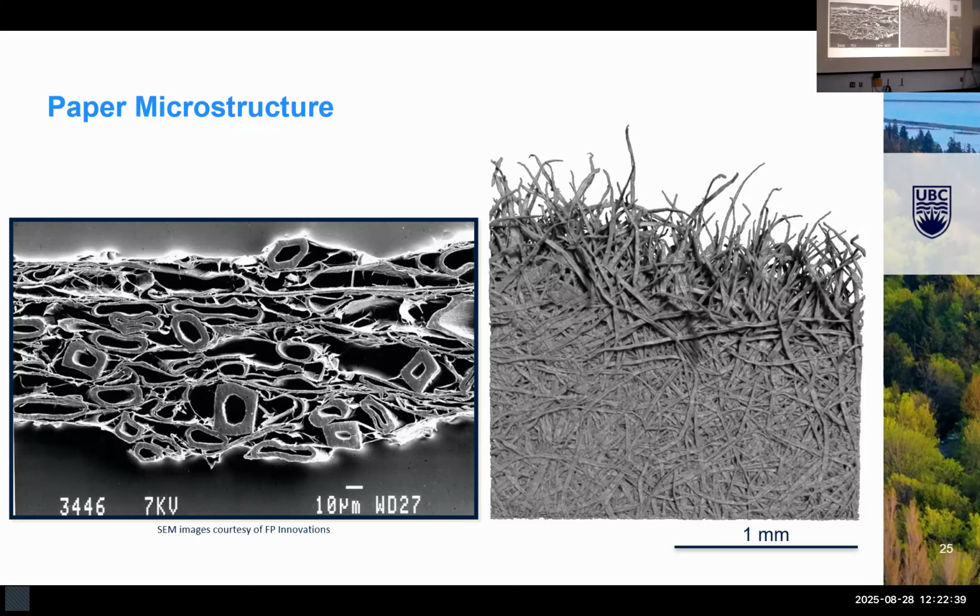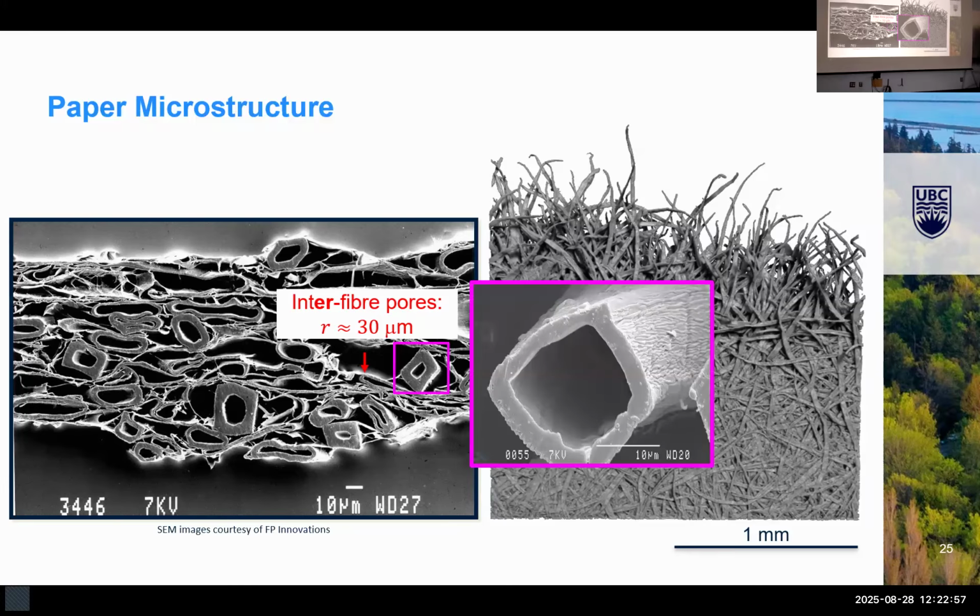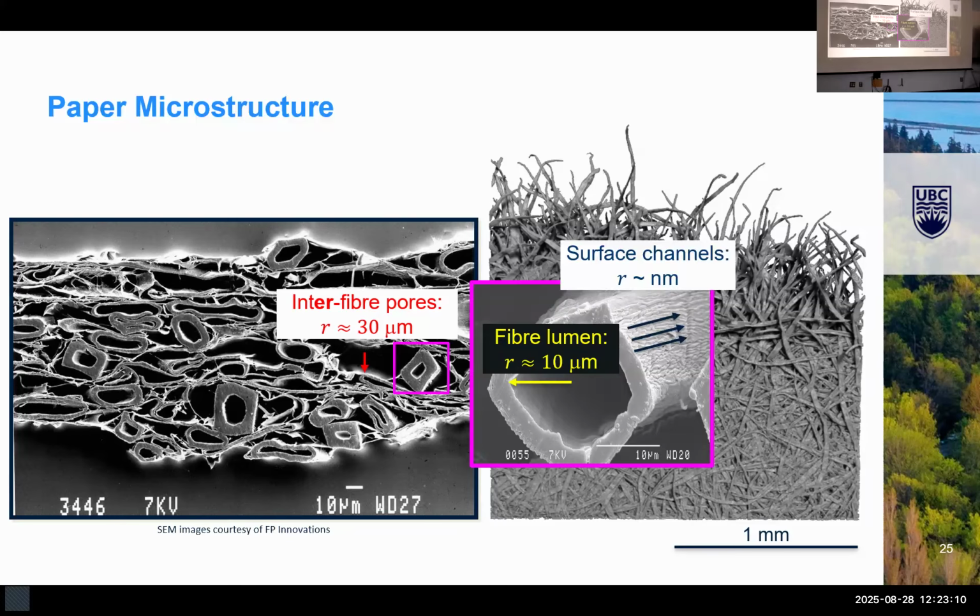And what we're interested in with its interactions with water or liquids is the pore structure, and there's a bunch of different types of pores across different scales to consider. From biggest to smallest, we have the interfiber pores, the spaces between the fibers, which are typically around 30 microns in radius. And if we zoom in on one of these individual fibers, we have the fiber lumen, which is the same as the wood lumens from the previous project. These are typically around 10 microns in radius.